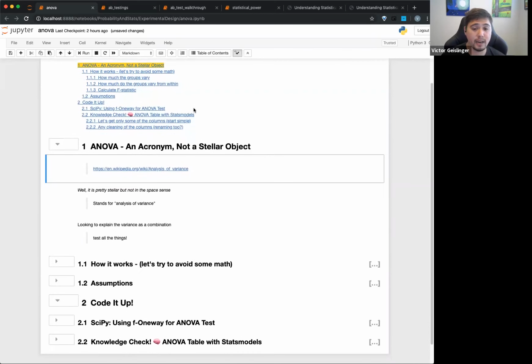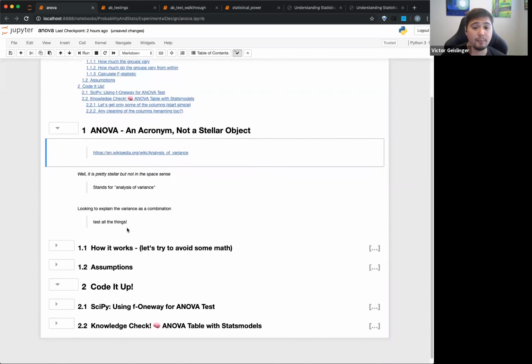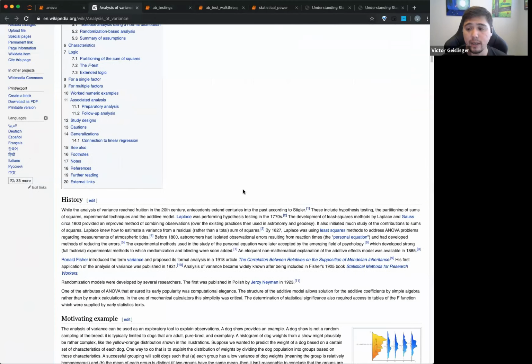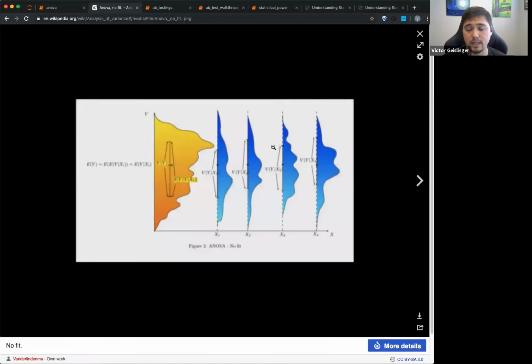But I think a good way to talk about Anova is that you're testing to see if there's a difference between different groups. I think Wikipedia has a great article showing this, so I'm going to show this picture. Imagine this yellow group on the left is the whole population. In the Wikipedia article it talks about different dog breeds and maybe their weight or something like that.